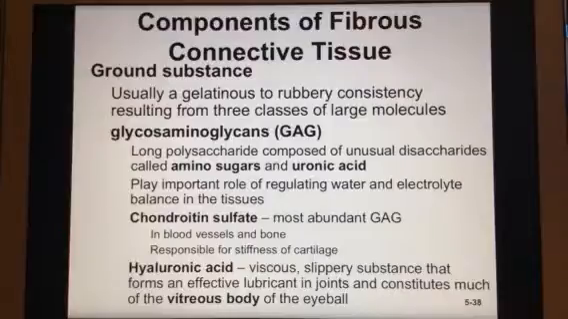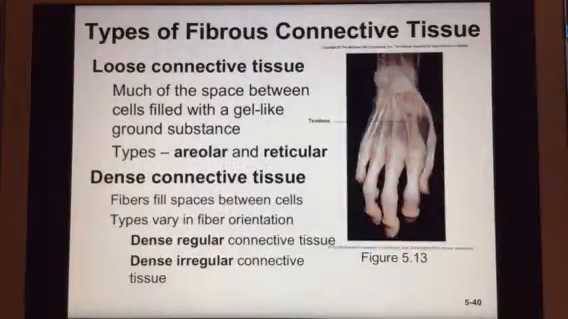I'm going to skip through this part talking about ground substance. I think that there's plenty to talk about in this chapter, so I'm going to kind of fast forward through those. Our fibrous connective tissue can be broken up into kind of subcategories. Now, there's only 4 types of fibrous connective tissue, so you may not feel like they need to be broken up into categories, but they are.